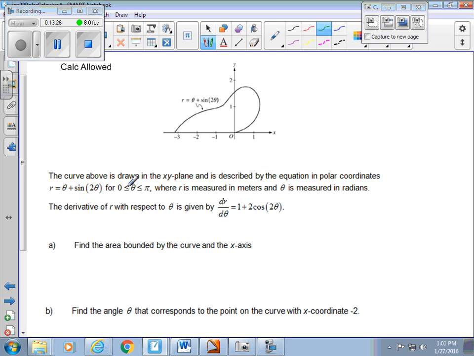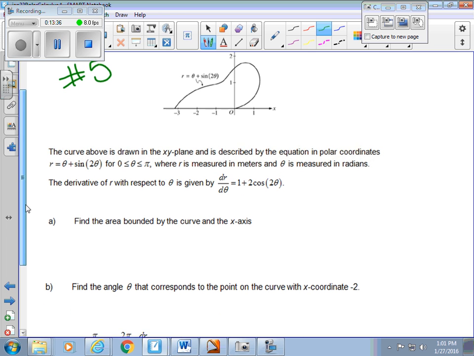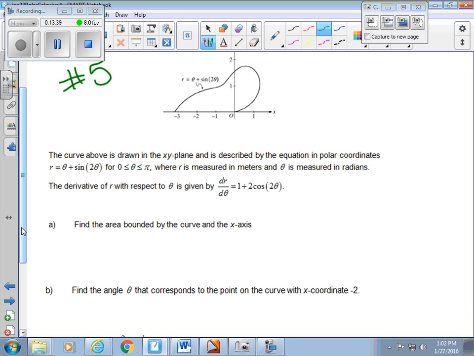Someone who has the AP packet in their hand, find out what number this is so that you can tell it. 5? Okay, cool. So number 5 on your AP packet. It is a calculator allowed problem, as with most of the polar problems.